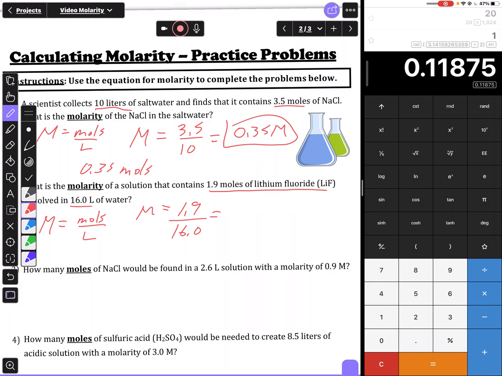So that would be 0.12 and then a capital M, a 0.12 molar solution of lithium fluoride.